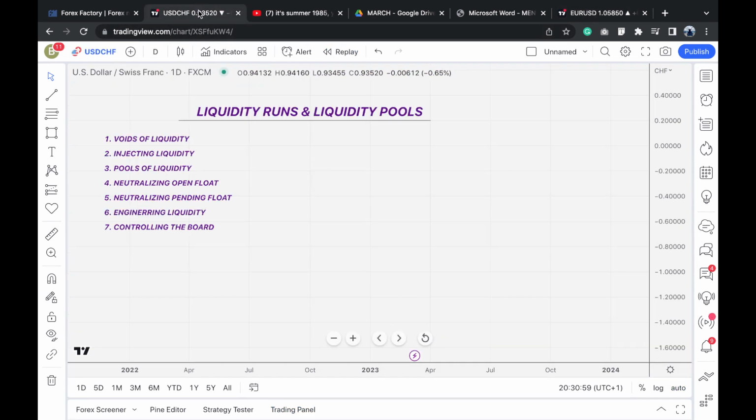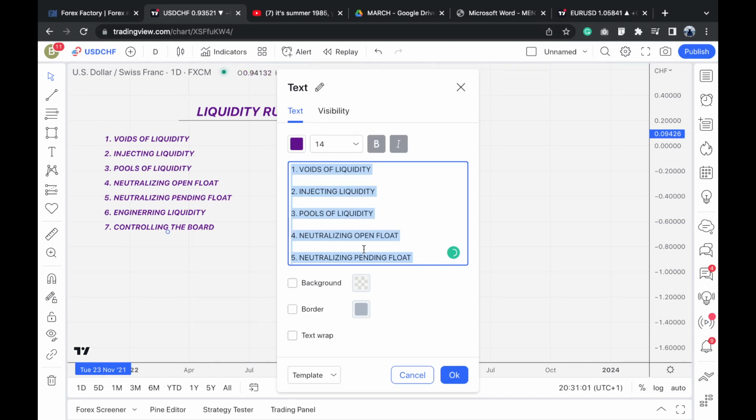Controlling the board is actually a different topic. So that is for relative strength, which we're going to talk about. So this is outside liquidity. I'm going to bring this back into play when we go into relative strength and how consolidation on the majors impacts price delivery on the crosses and the relationship between them.